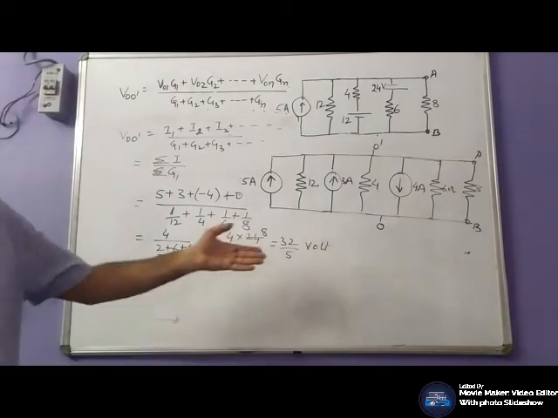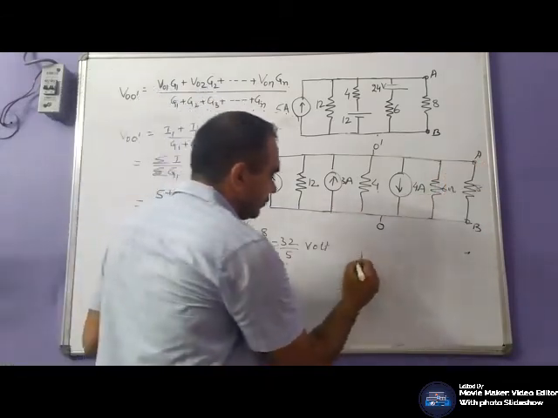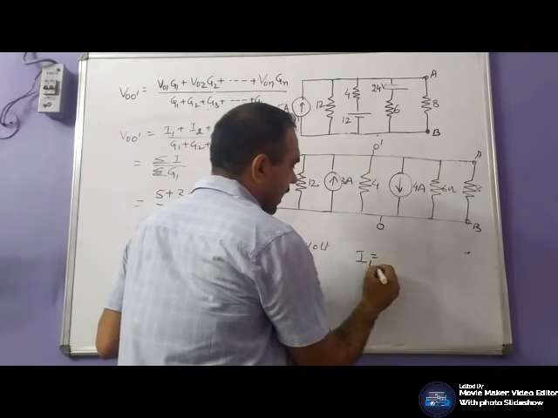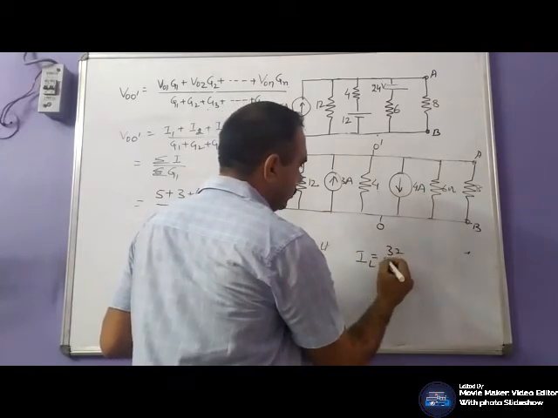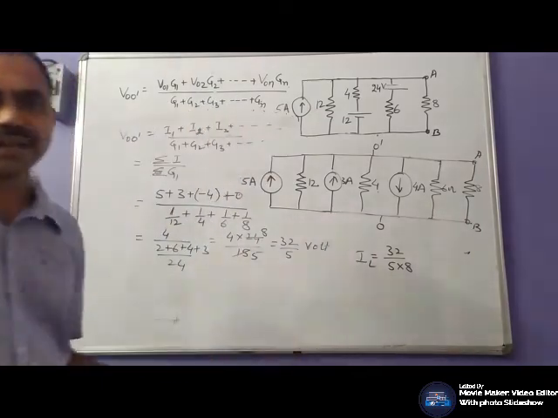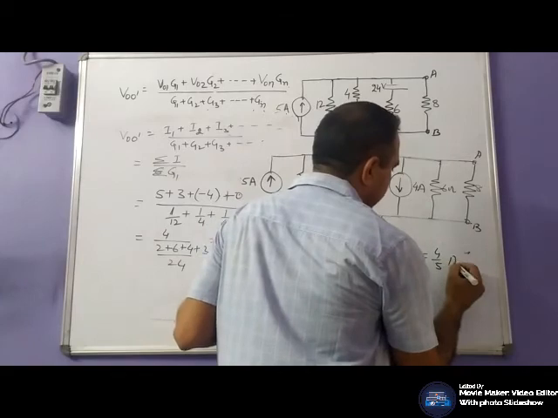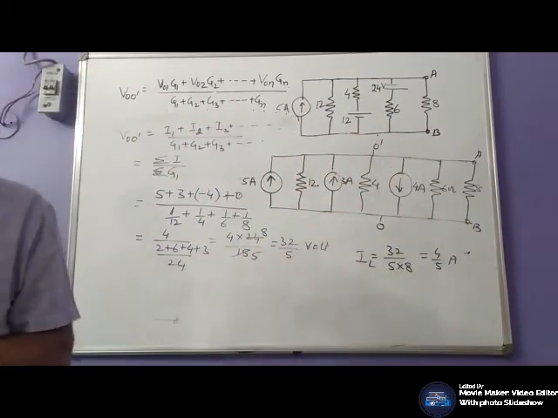Now, what would be the current? If the voltage is 32 by 5 across 8 ohm, what would be the current? IL is 32 divided by 5 into 8, V by R, Ohm's law, 4 by 5 amp.